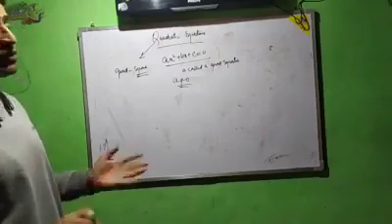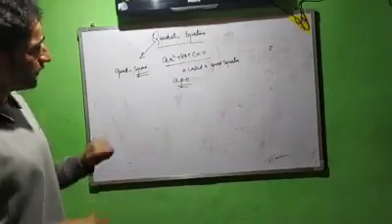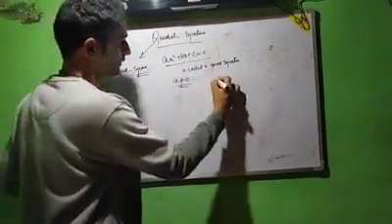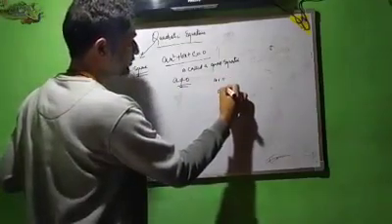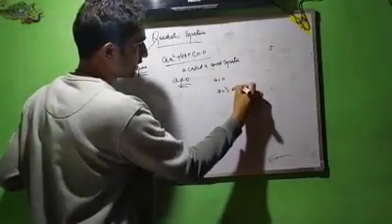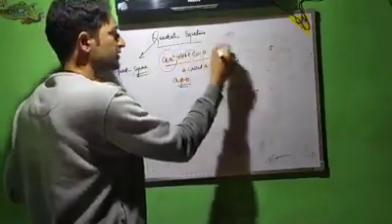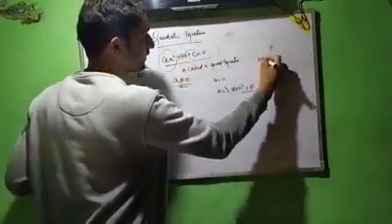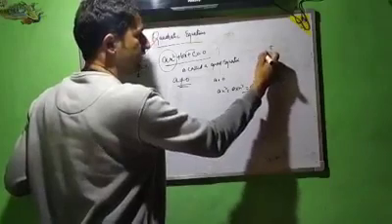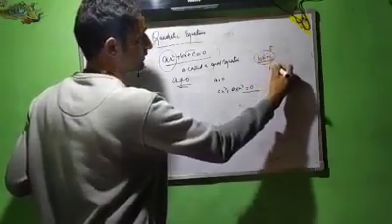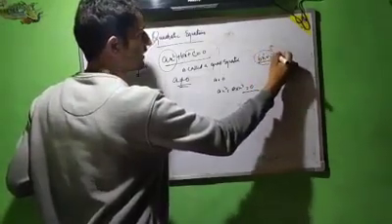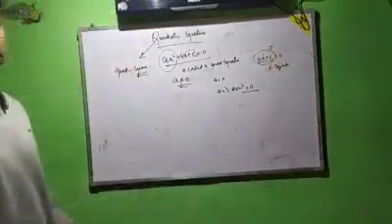Now suppose a is equal to 0. If a is equal to 0, this ax square becomes 0 into x square, that is 0. So this term vanishes. Here remains bx plus c. Now the degree of the variable is 1, so it becomes a linear equation.